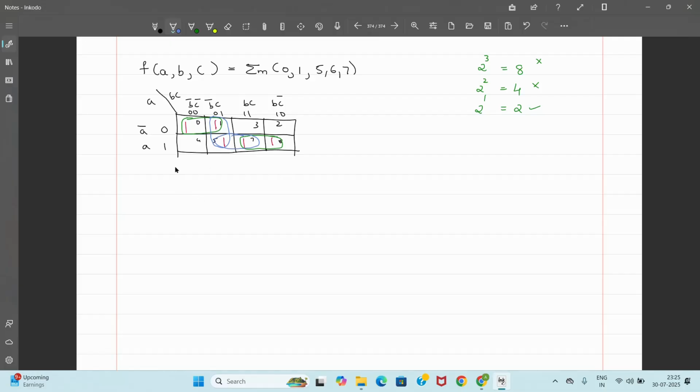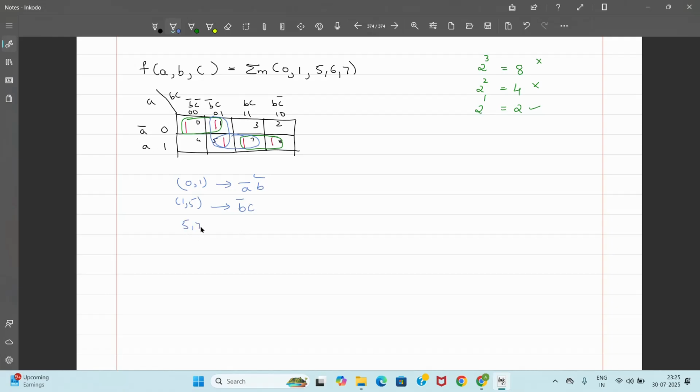Let me list out all these group equations. So the first group, that is the 0, 1 group, the value of that group will be: the row value is A bar. Now for the column, you have 2 columns covered by this group. Whichever is constant, only that should be kept. B bar is constant, no? In both the columns, so that will be kept. C bar gets cancelled. Next, similarly, the group of 1 and 5. Both the rows are covered, so A bar gets cancelled. Your column value will be B bar C.